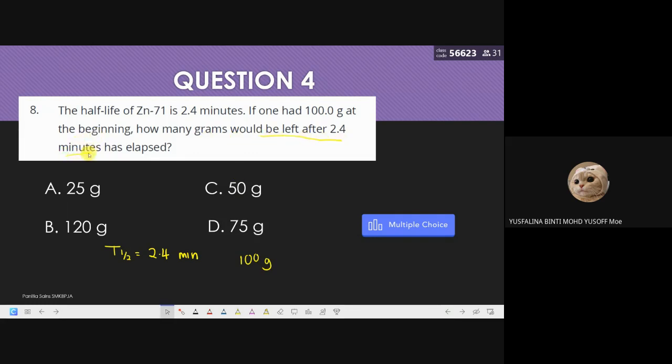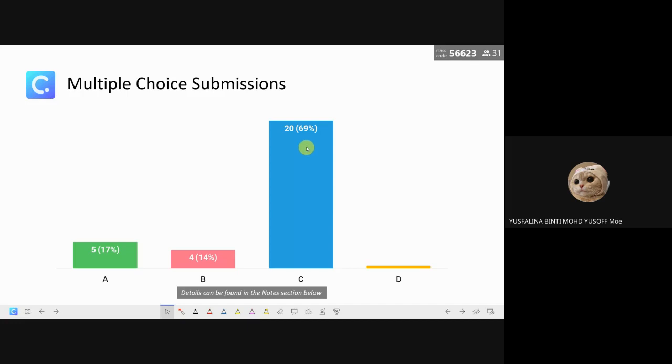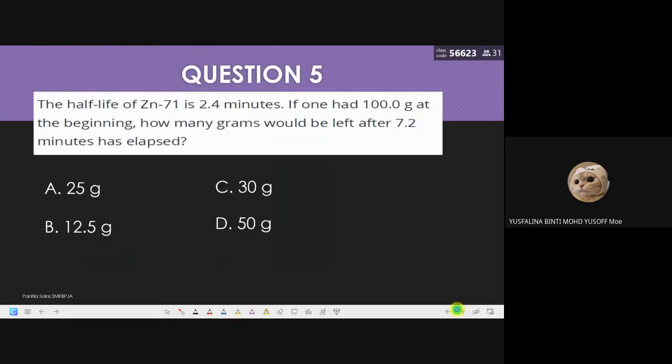So 2.4 minutes means after one half-life. So you only have to divide the mass once. Divide by 2, so 100 gram divided by 2, you will get 50 gram. So the answer should be C. All right, good. Okay, we move on to the next one. This one is already done.